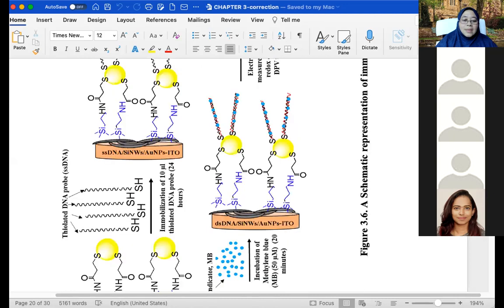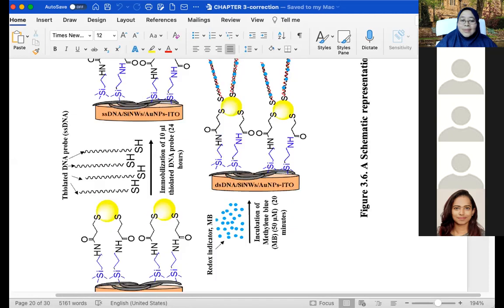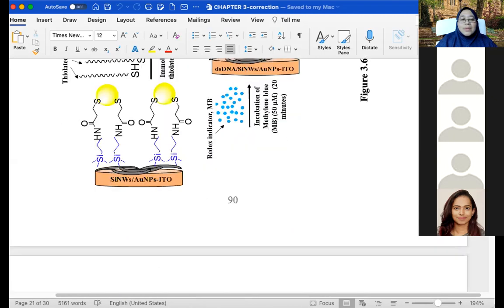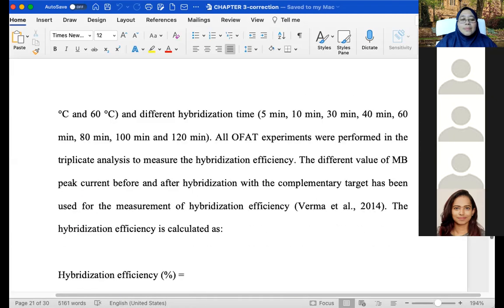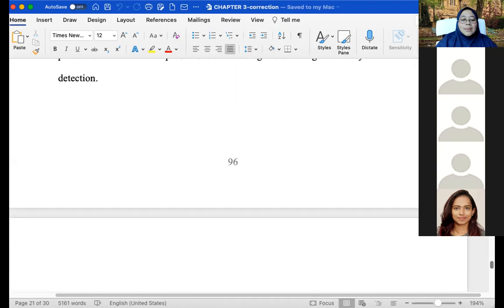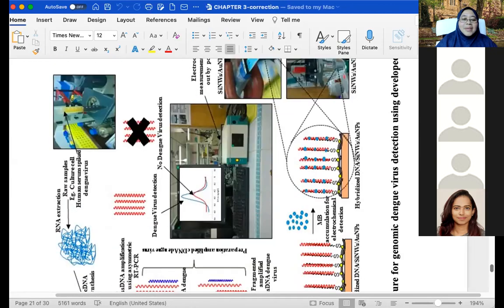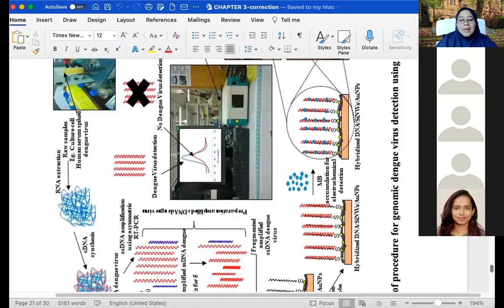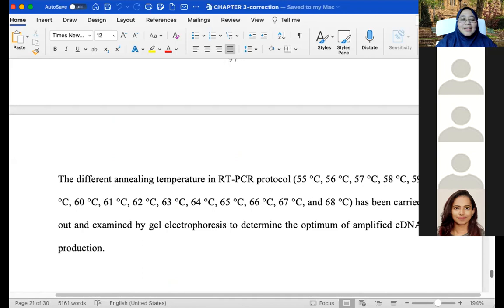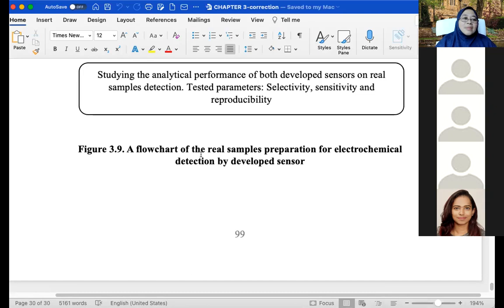Okay. You can see another schematic diagram. You should have these skills, how to draw, in order to write a good report. Okay, let me go quickly. You can see that this is very nice for me because I'm very bad at drawing. Okay, so it's 99 pages for chapter 3.